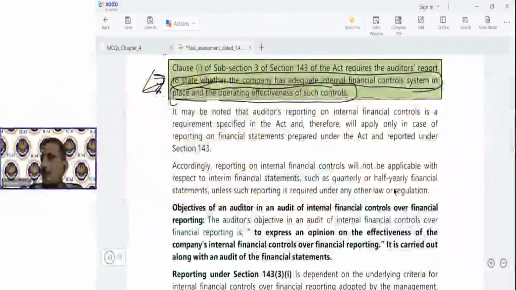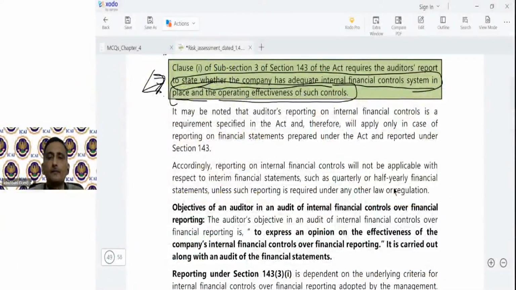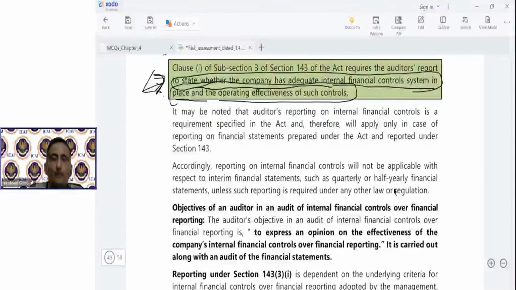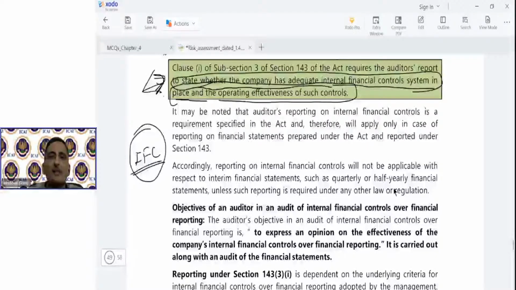Back, students. So we were discussing internal financial control system, IFC. So the requirements of internal financial control systems are contained in section 134 subsection 5 clause E.